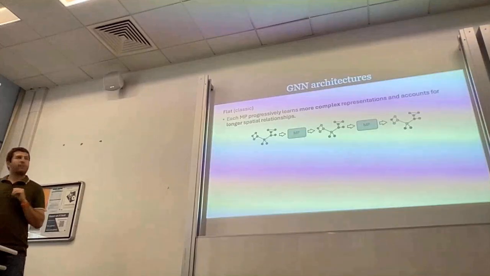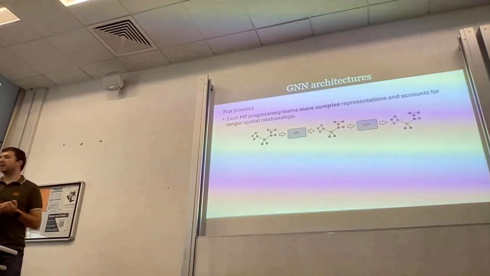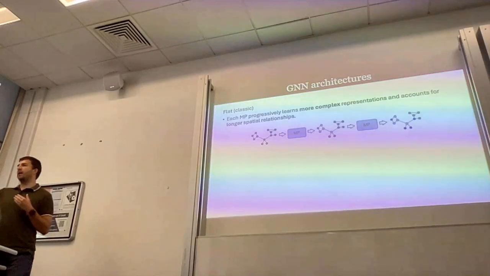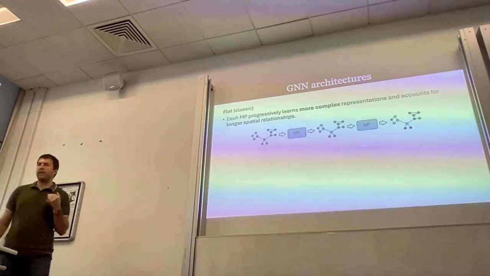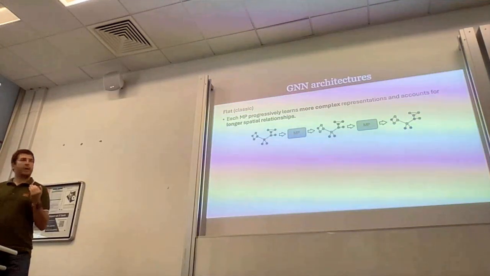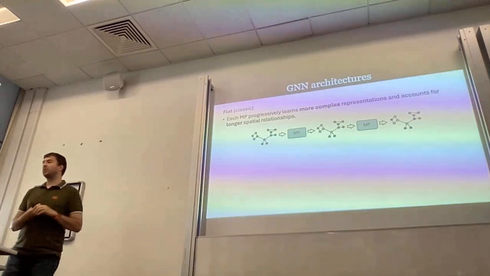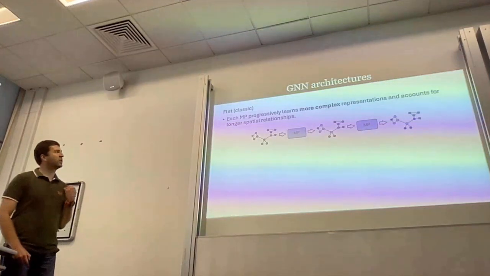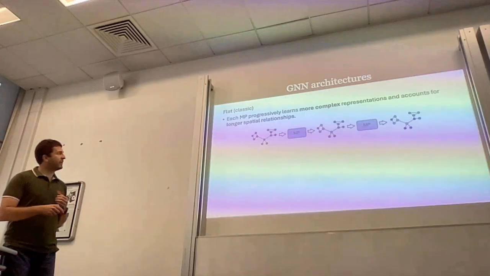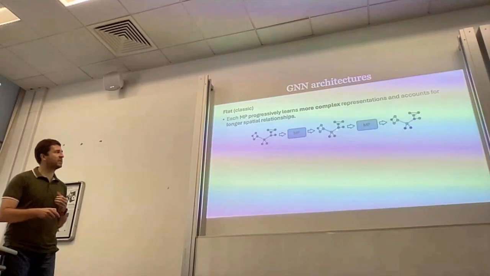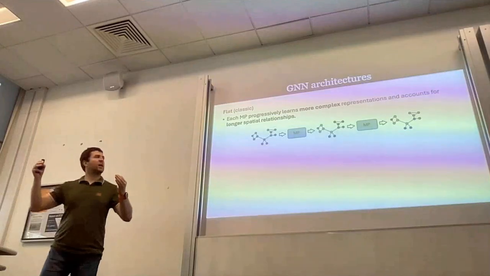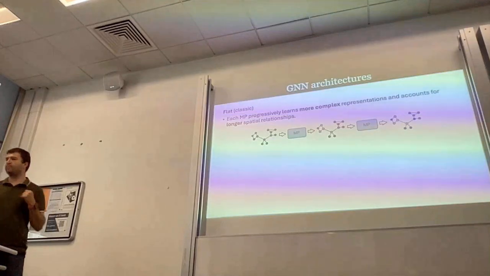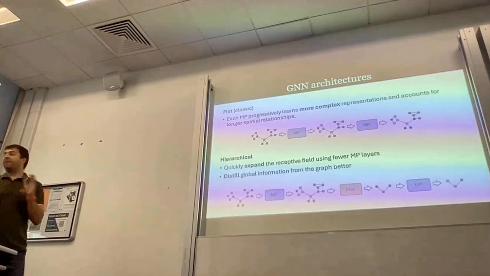This gives us a new representation of the node, which also accounts for the features of the neighbors. The most basic and classic GNN architectures are flat. They are obtained just by stacking message passing layers. Every time we add a new message passing layer, we are gradually learning representations for the nodes which are more complex, but which also account for longer spatial relationships. If we center here the first message passing layer, it looks at this neighborhood. The second one will look at nodes which are one step further away, so we are able to consider things which are far apart in the graph. Those are the flat ones.